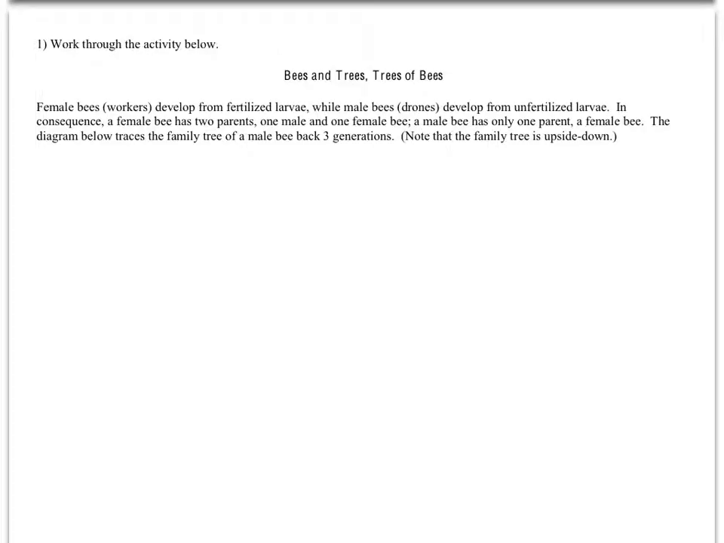Okay, here's our lecture on sections 9.1 to 9.3. We're going to talk about Fibonacci numbers and spiral growth. So first we're going to work through this activity about bees and trees.